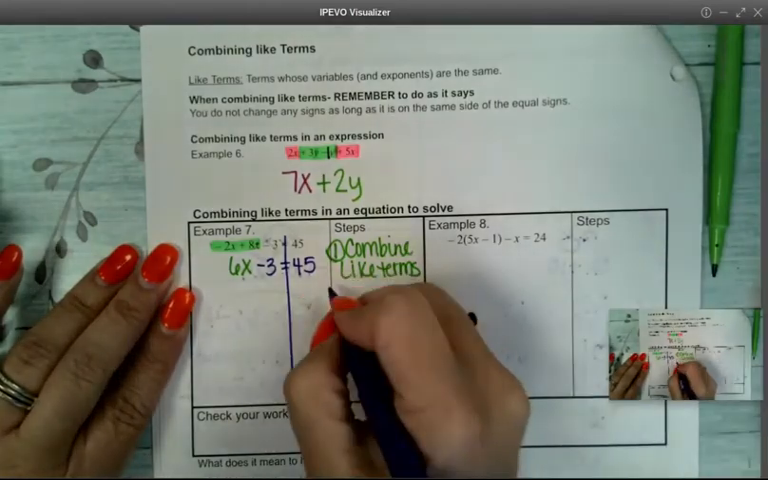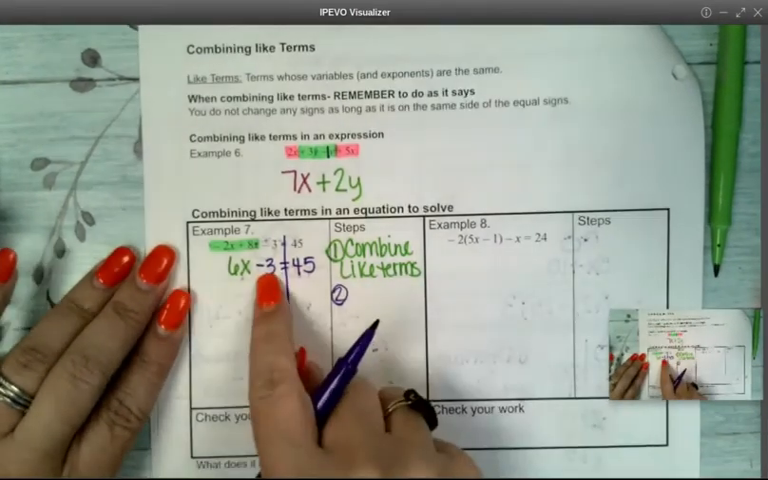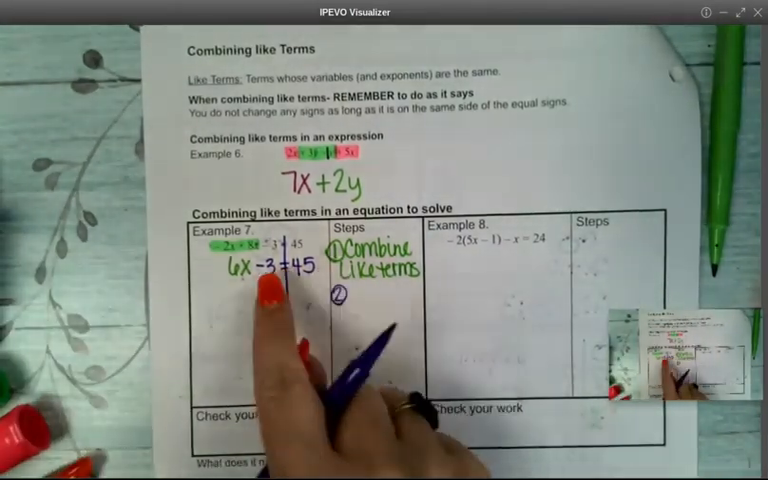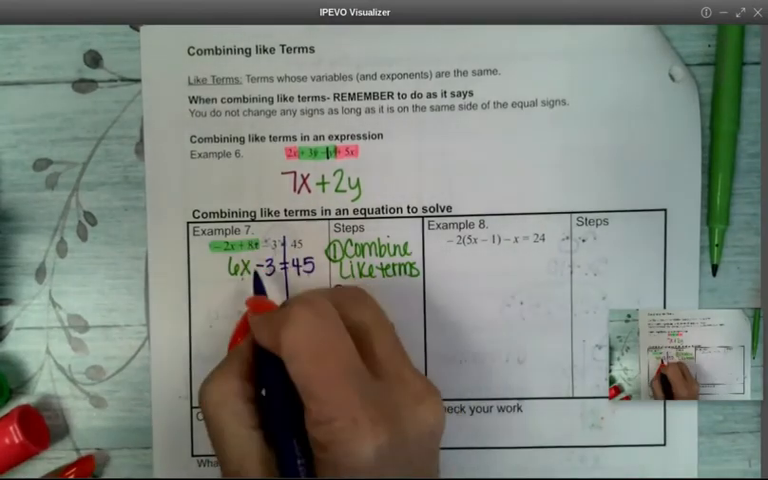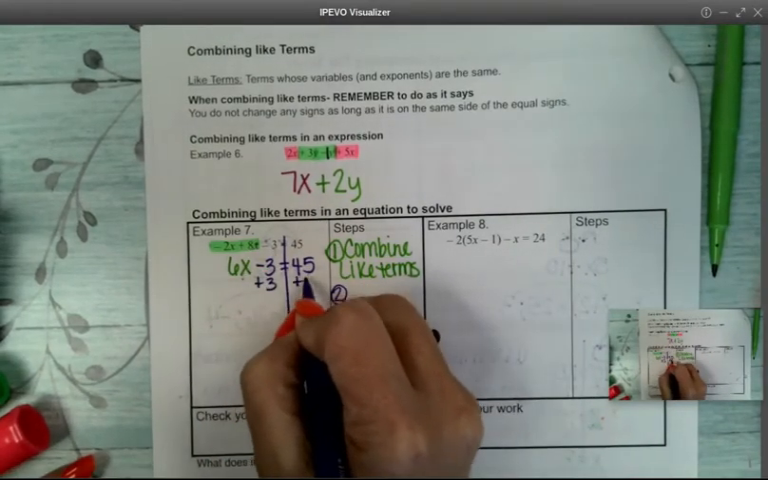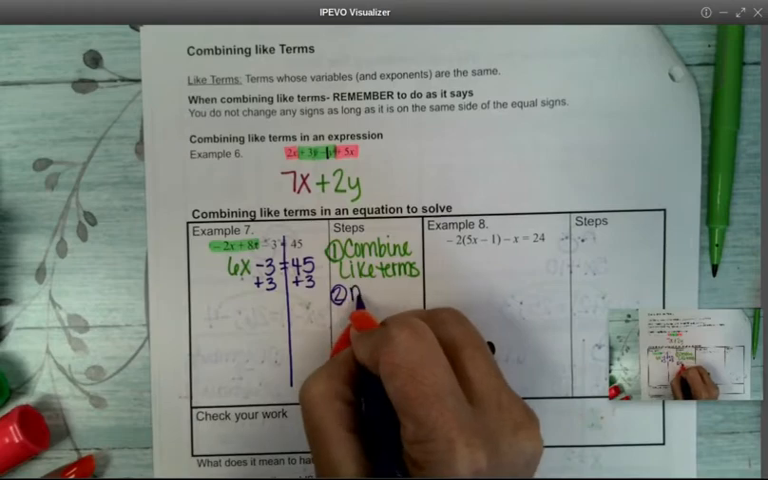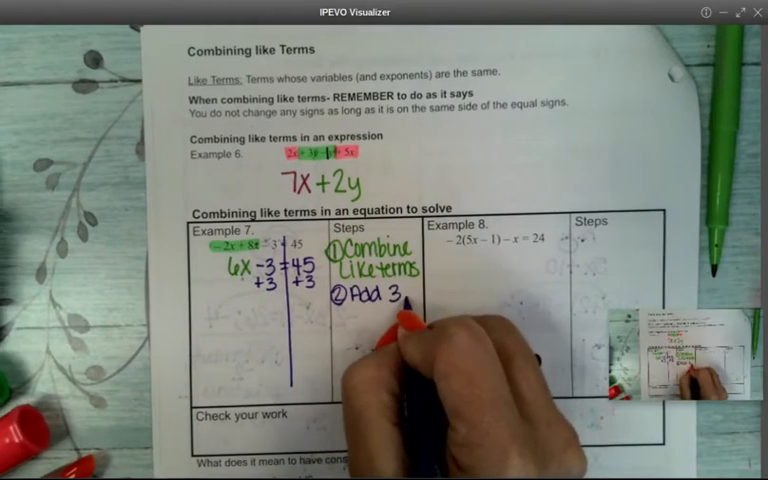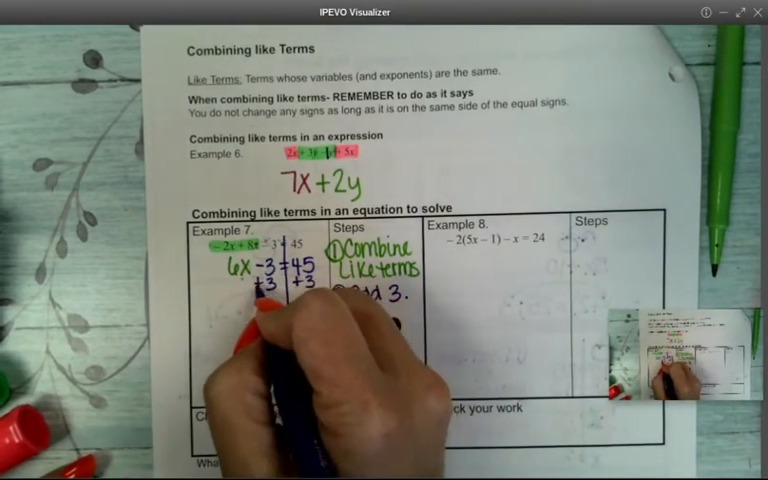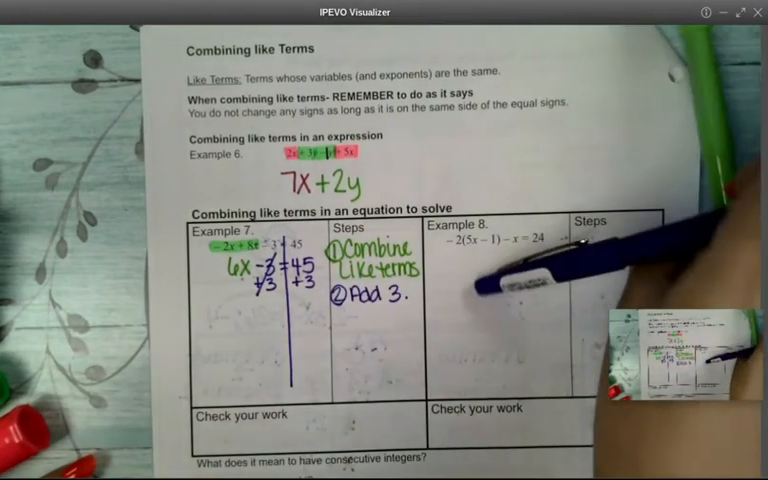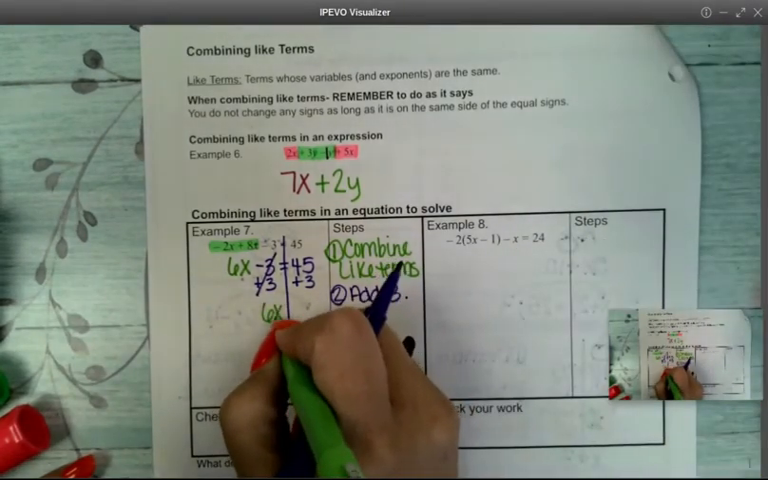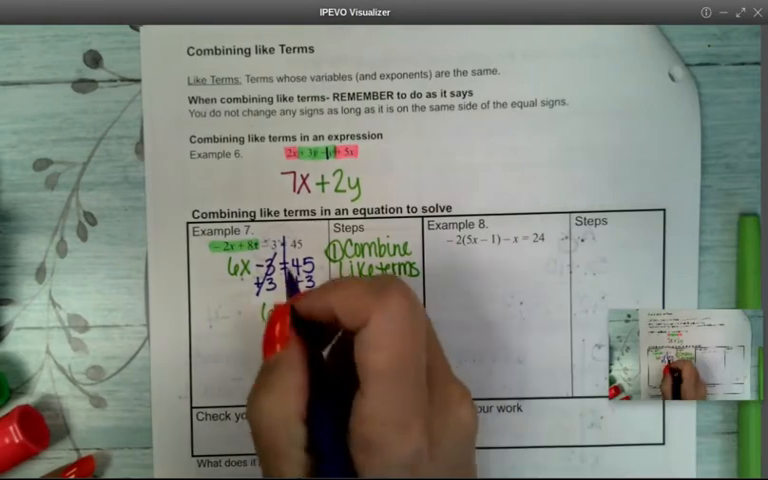Now, step number 2. We are going to move this negative 3 to the other side. The opposite of a negative 3 is a positive 3, so that's why I'm adding 3 to both sides. So step 2 would be add 3. When I do that, negative 3 plus 3 is 0. So I'm going to just drop down this 6x, and that's going to be equal to 48.